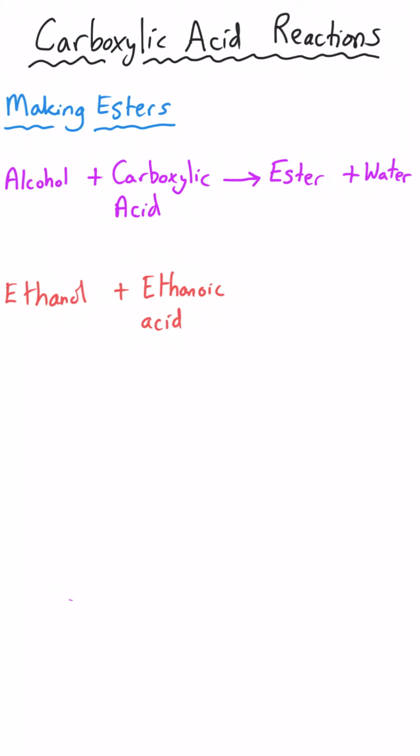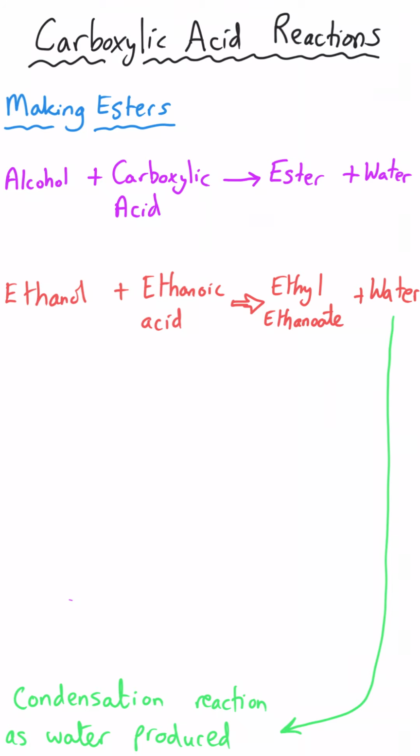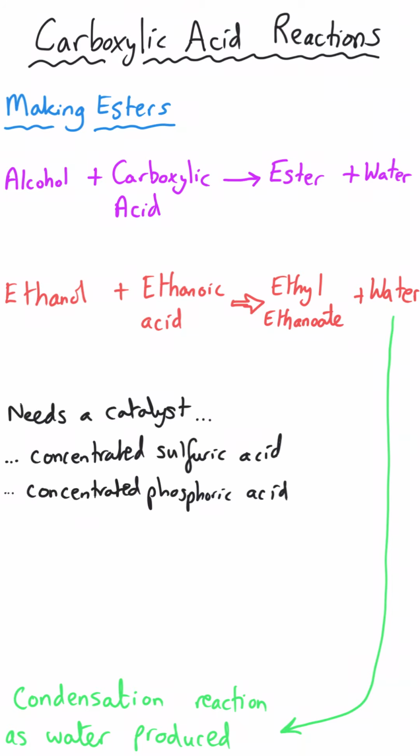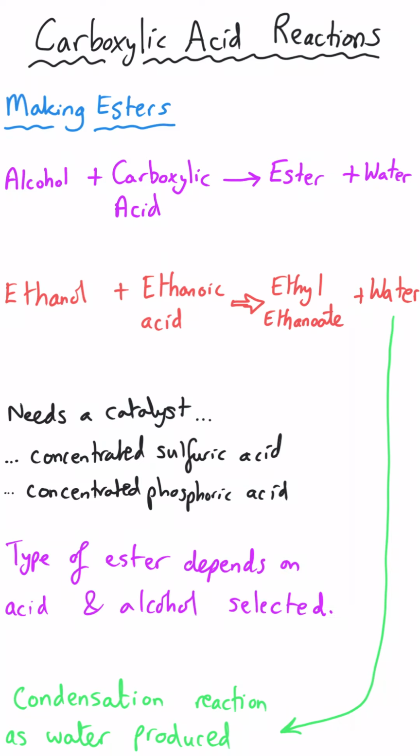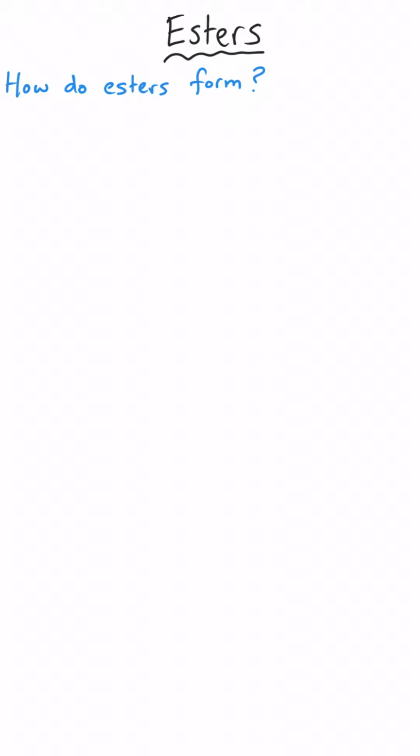For instance, ethanoic acid reacts with ethanol and we produce ethyl ethanoate. This takes place usually with an acid catalyst such as phosphoric acid or concentrated sulfuric acid, and we can produce a whole range of different esters just depending on which alcohol we combine with which acid. You don't actually need to know all that much about esters from GCSE level. You pretty much just need to be able to recognise an ester.